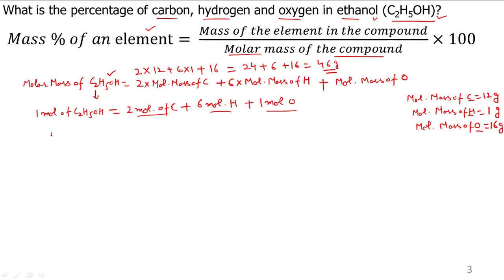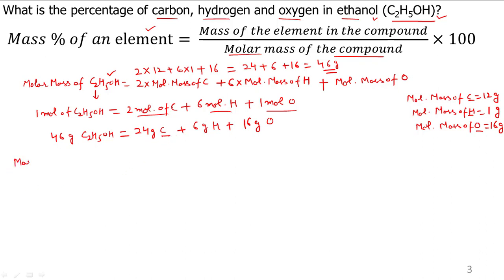So we know that 1 mole of a compound is equal to its molar mass, so 46 gram C2H5OH is equal to 2 into 12, 24 gram carbon plus 6 gram hydrogen plus 16 gram oxygen. Now let us first calculate the mass percentage of carbon.